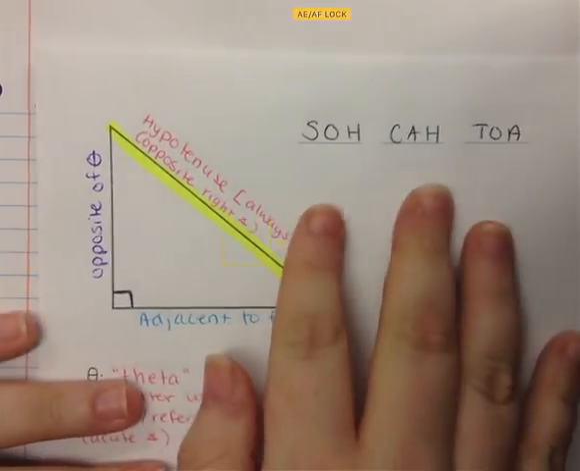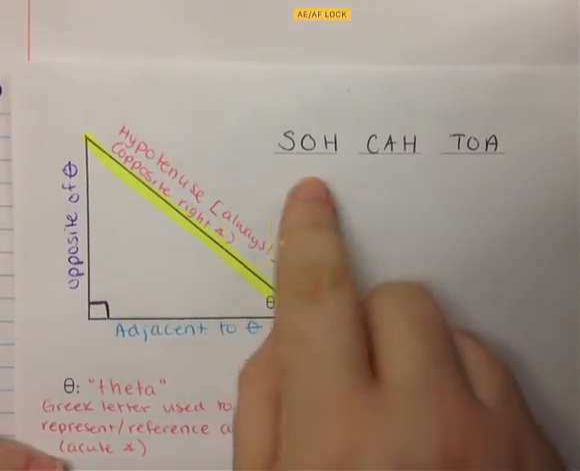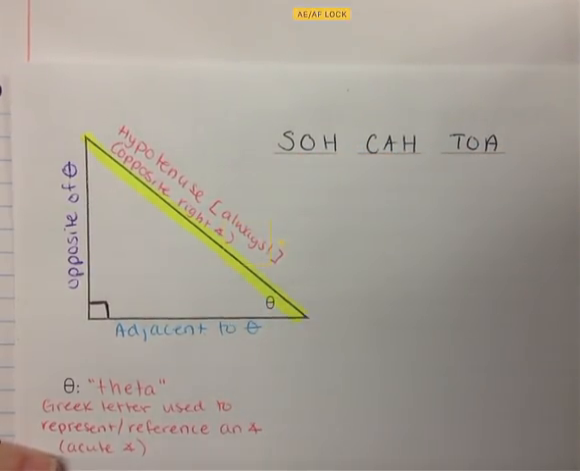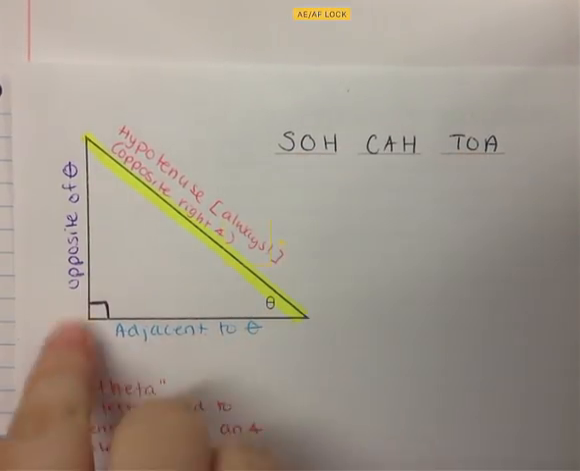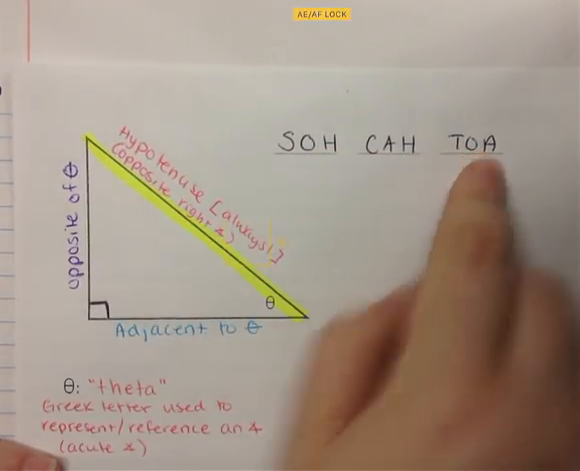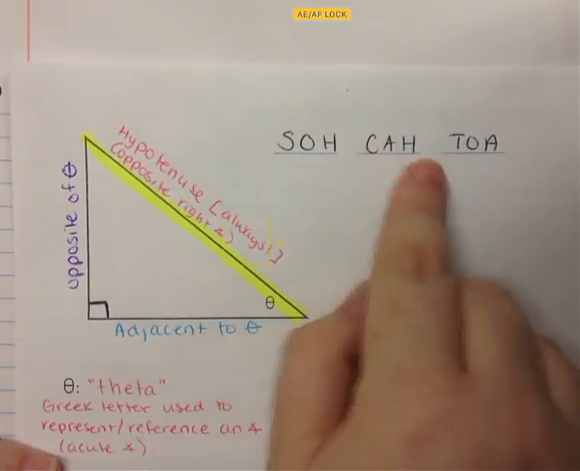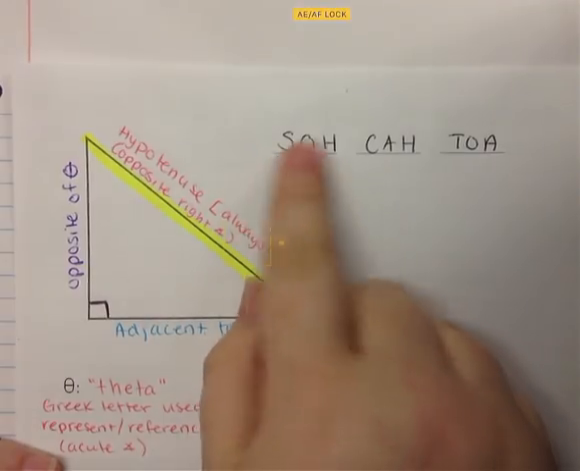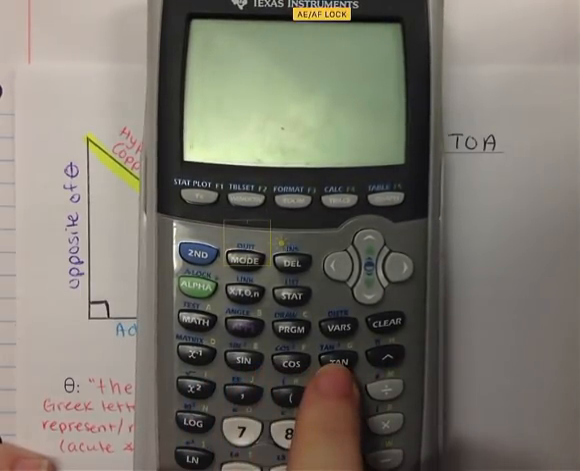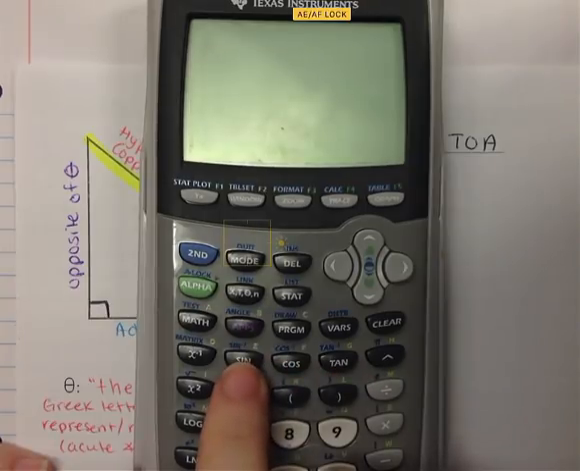So now we go on and explain what each of these letters represent. We have an S, O, H, C, A, H, T, O, A. We have a couple of the same letters. The O's stand for the opposite. The H's stand for the hypotenuse. And the A's stand for the adjacent. So the O's, the A's, and H's we already know. So what does the S, the C, and the T stand for? That's when we use our calculator. We have an S, a C, and a T together, these three buttons.